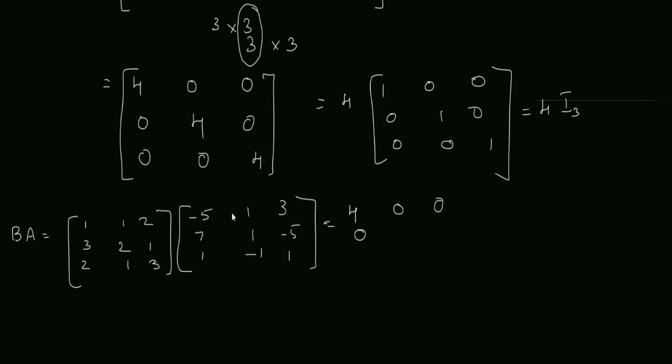Second row and third column. 3 plus 2, 5. Minus 1, that is equal to 4. Then 3 into 3, 9. Minus 10 plus 1, 0. 2 into minus 5, minus 10 plus 7 plus 3, that is equal to 0. Then 2 plus 1, 3 minus 3, 0. 6 minus 5, 1 plus 3, that is equal to 4.